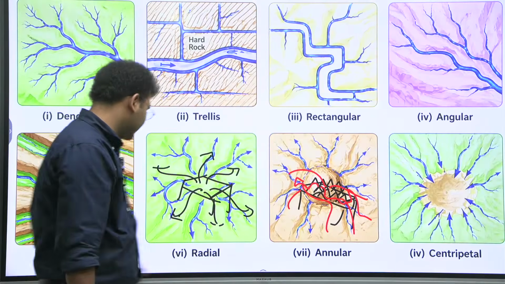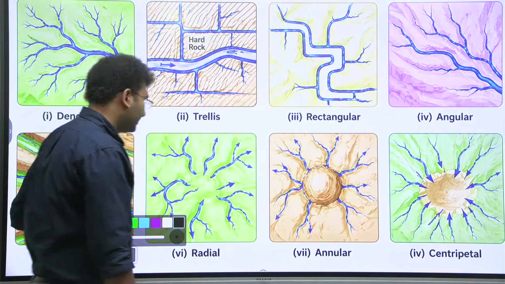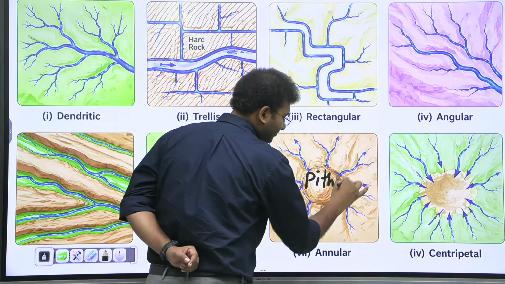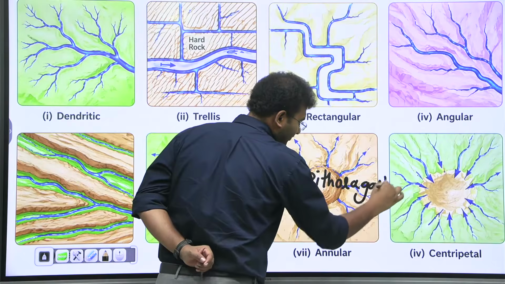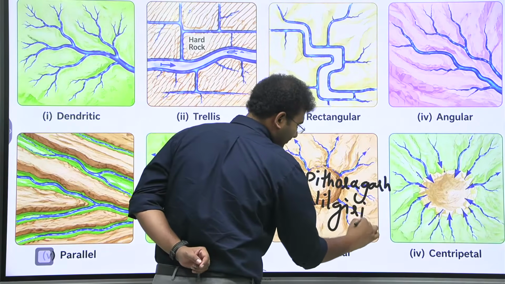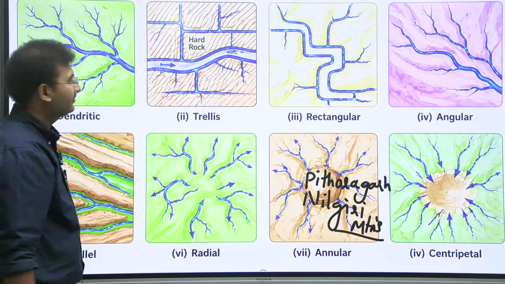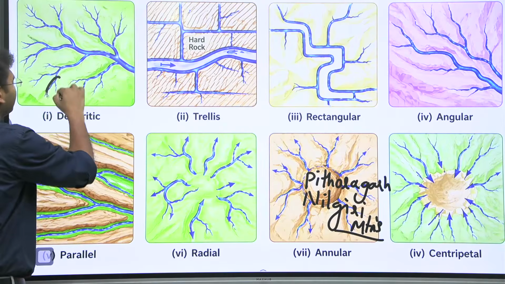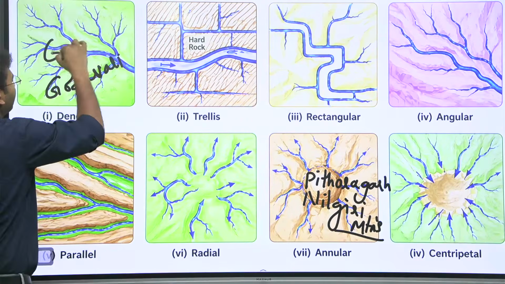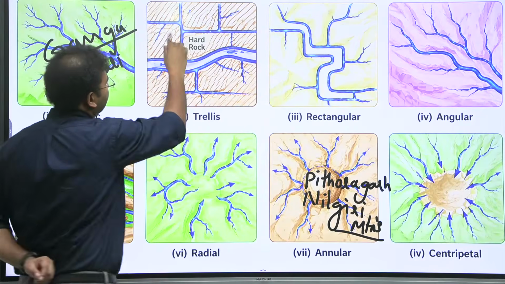So the best example for this is Nilgiri. So for this is Godavari, Ganga is the best example. Trellis, Central Highlands.